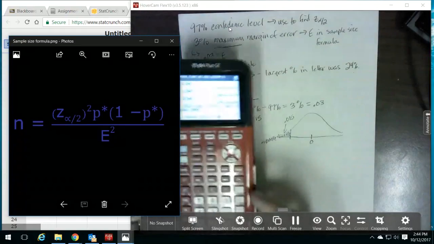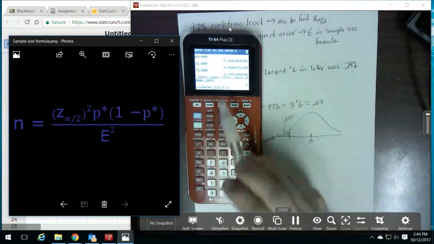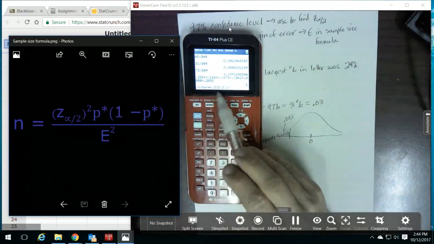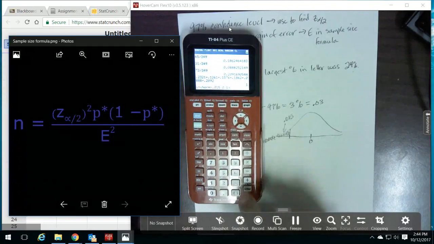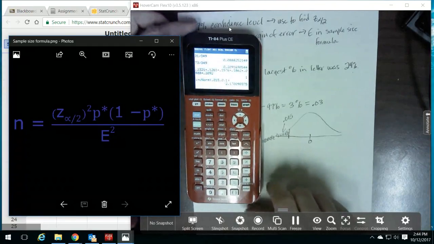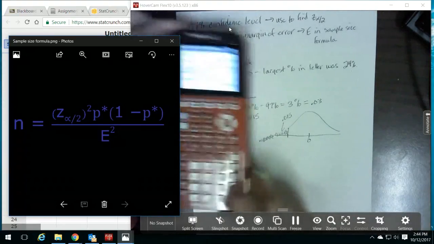Okay, so let's see if I can get this where you can actually read it. This is what this would look like. I'd have inverse norm, 0.015, a comma, a 0, a comma, and 1. That's going to give me a negative number. For my critical value, I just take off the negative.